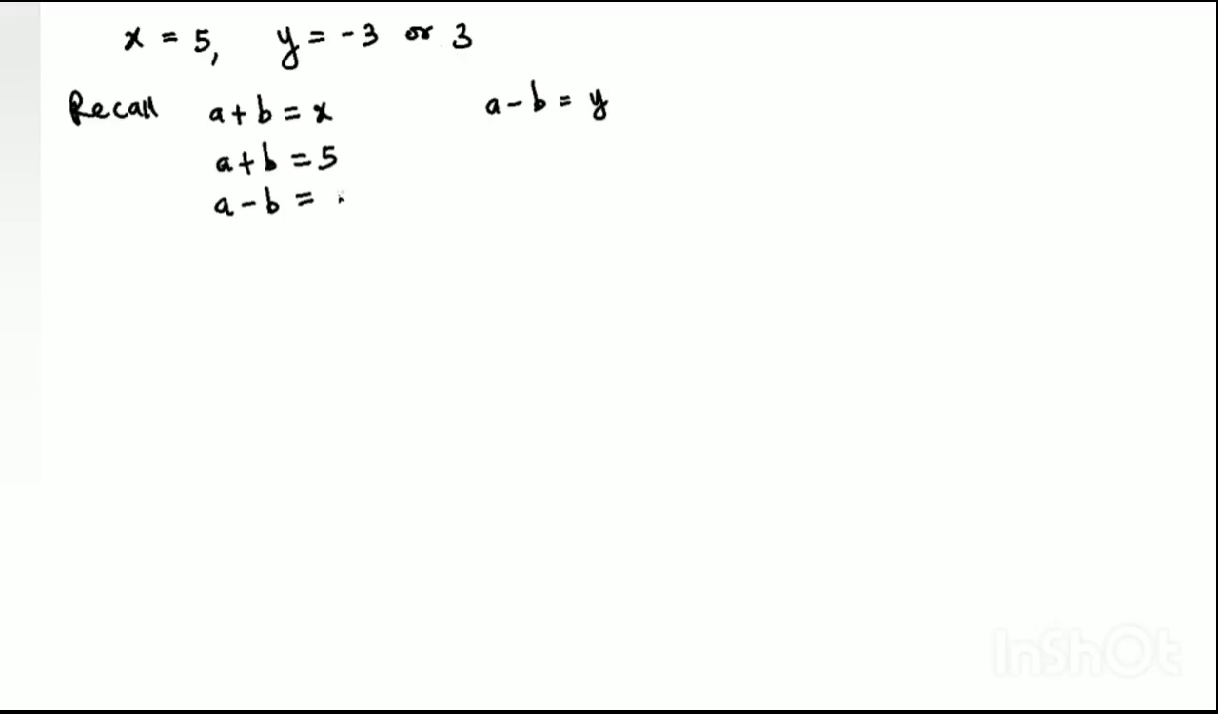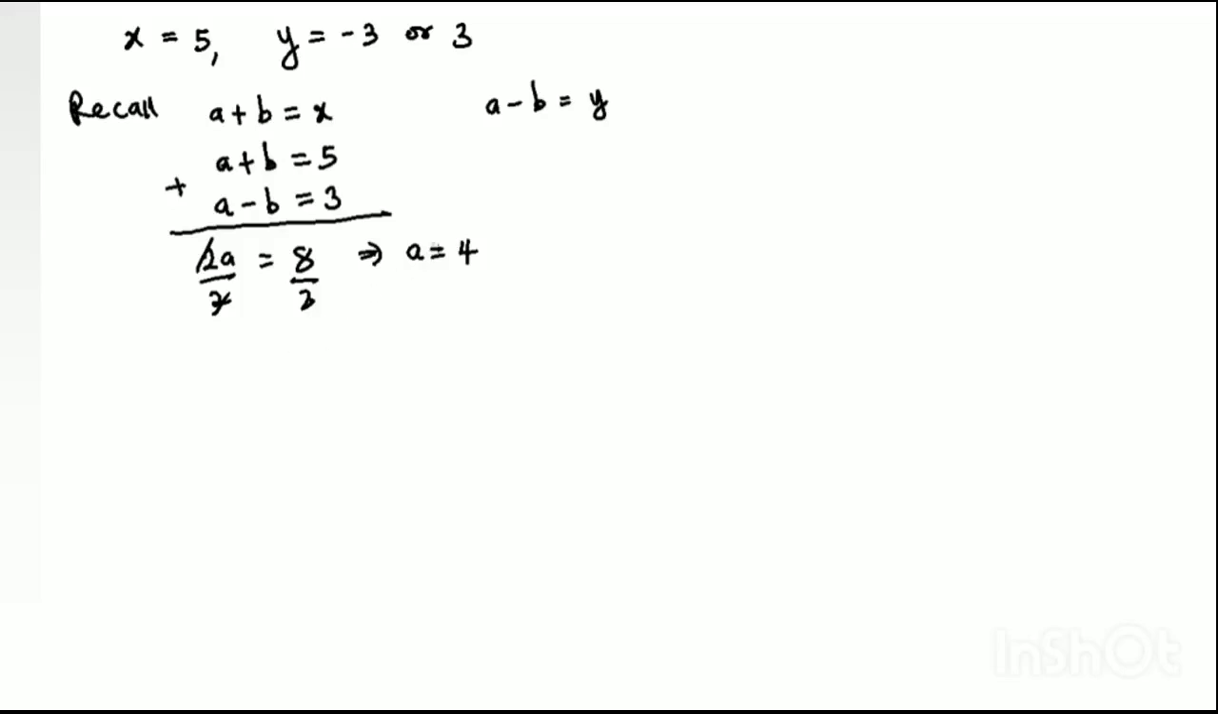So I'm going to use the positive value. The negative value still works as well, so you could try it on your own. You will get the same answer. So we solve this by the elimination method. So let's eliminate b from here by adding. So a plus a is 2a, b plus minus b is gone, 5 plus 3 is 8. So dividing both sides by 2, it implies that a is equal to 4.